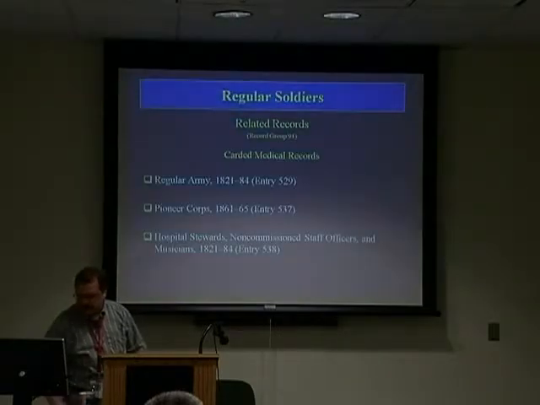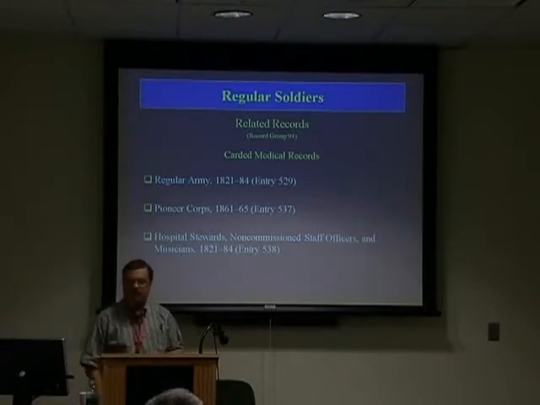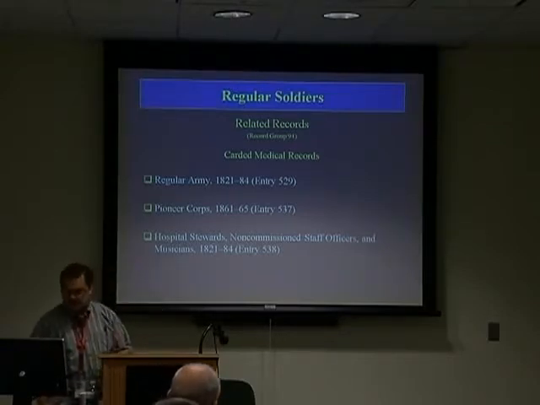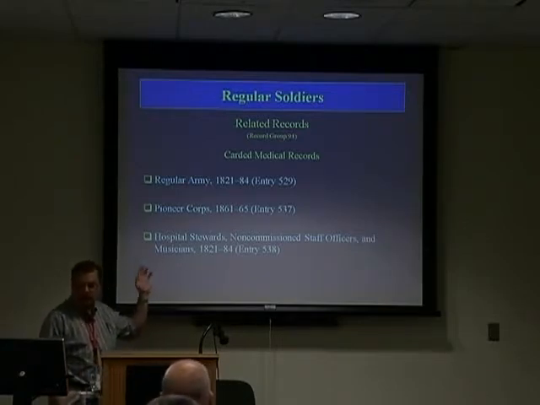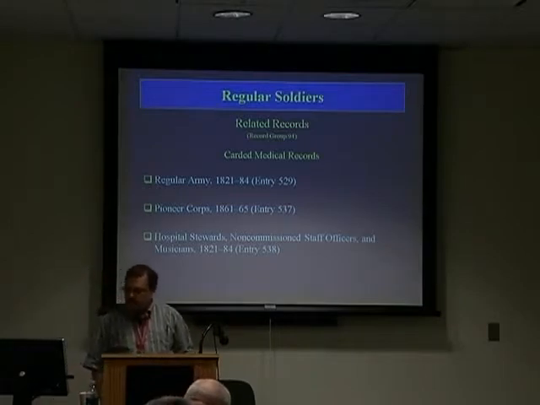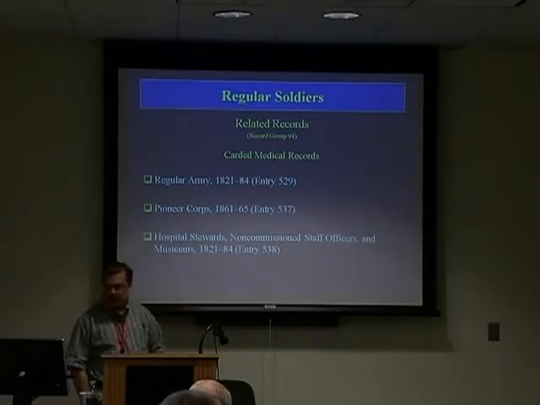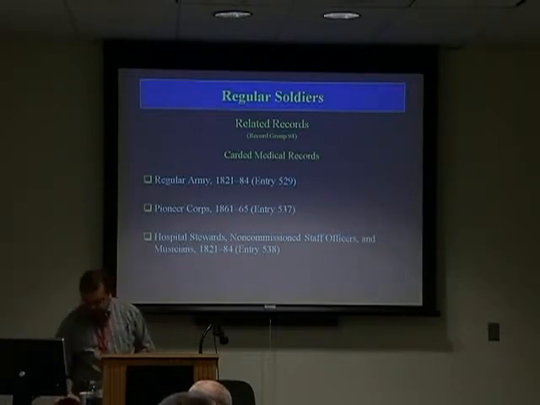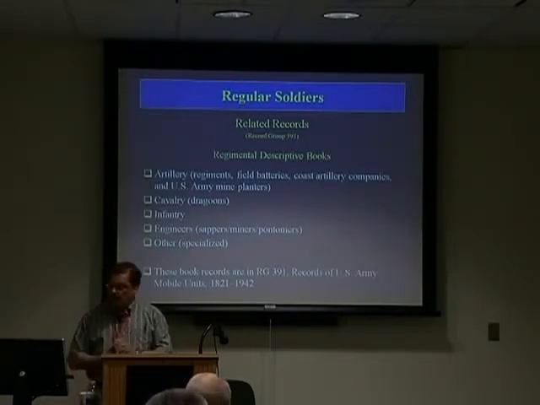So you find those type of records in the final statements. We also have carded medical records for regular Army soldiers, identical in nature to what we've seen for the volunteers, but we have a separate series for the regular Army in entry 529, and then a series for the Pioneer Corps, and also a separate series for hospital stewards, non-commissioned officers, and musicians. But again, they're virtually identical to the ones that we've seen for the volunteer soldiers.